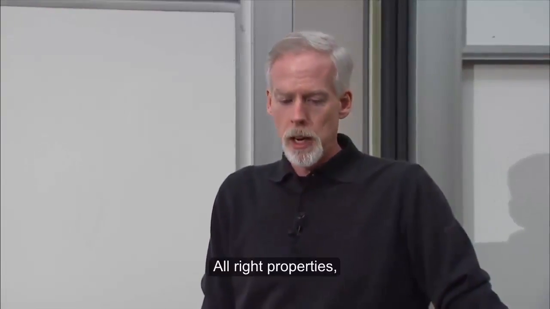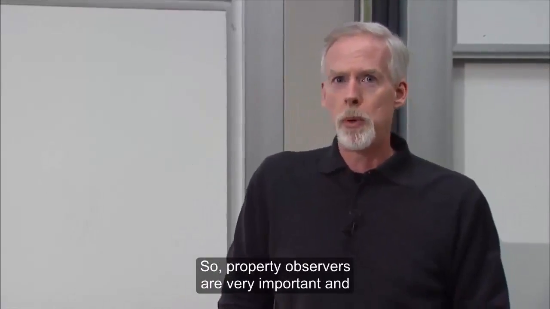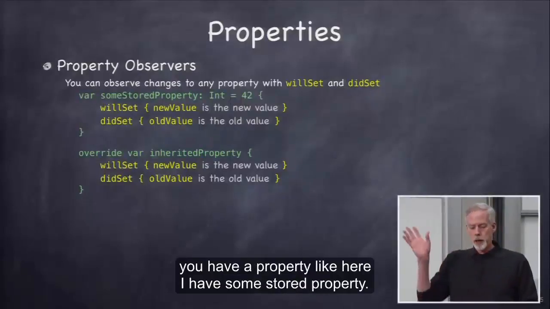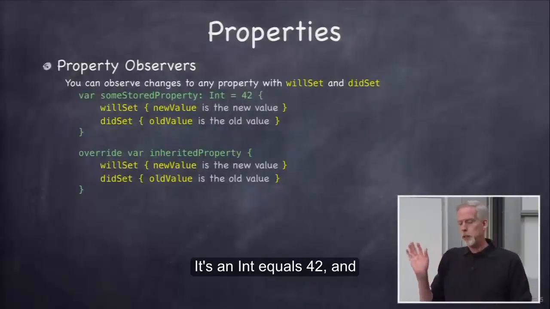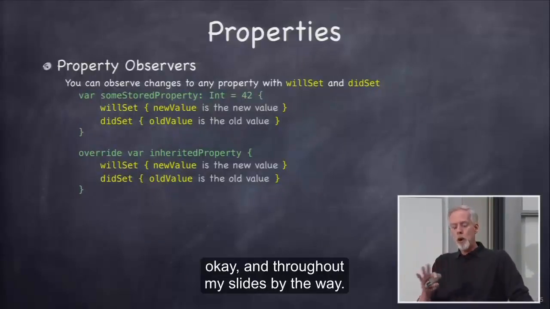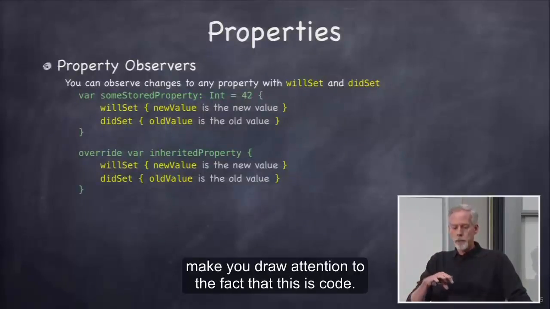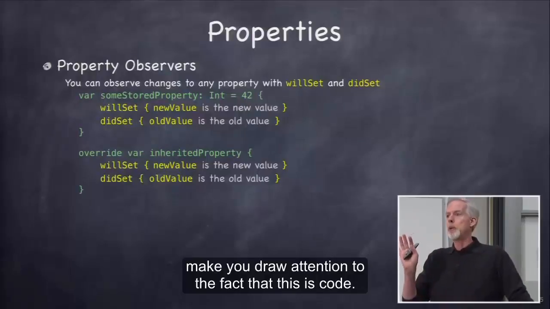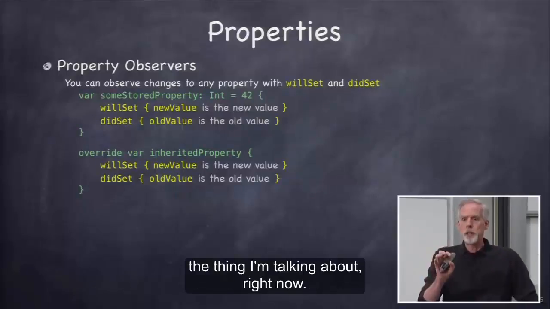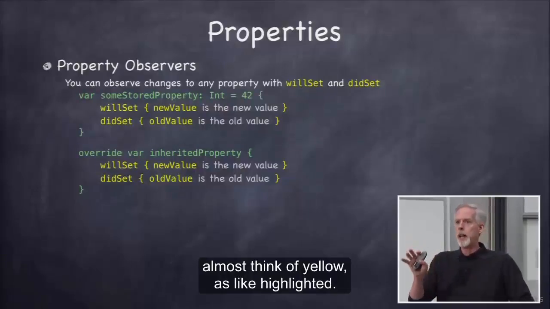Okay. All right. Properties. Let's talk a little bit about properties. So property observers are very important, and we're going to use them a lot. They are very simple. You have a property, like here I have some stored property. It's an int equals 42. And yes, I didn't need the type there. I'm just putting it there. Throughout all my slides, by the way, I put things in green just to draw attention to the fact that this is code. That's all green means. But yellow usually will mean this is the thing I'm talking about right now, the thing to pay attention to. So you can almost think of yellow as highlighted.